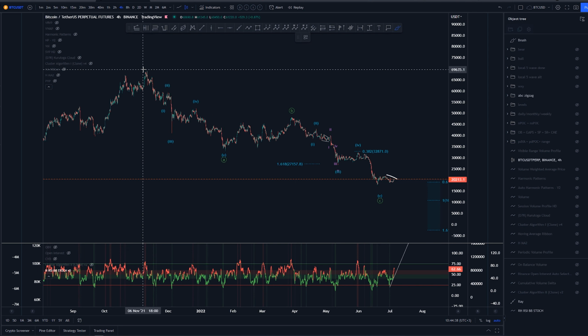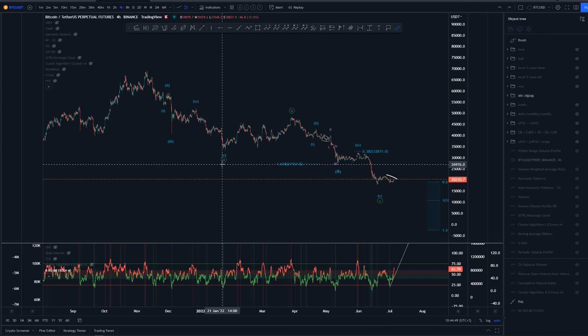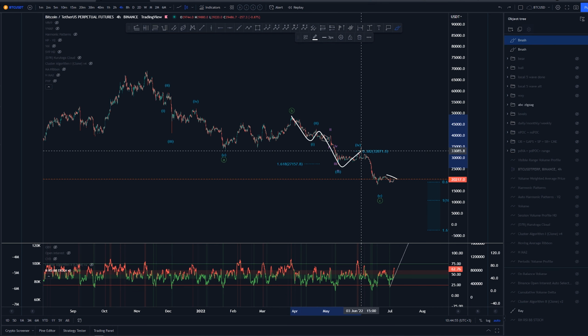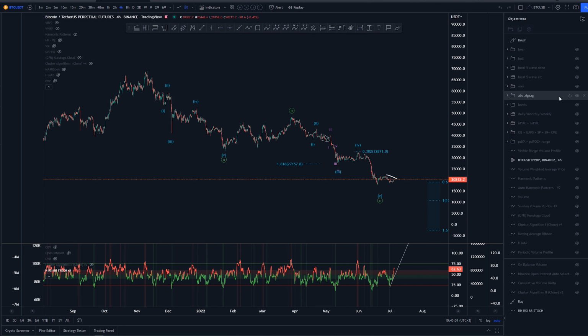As I've explained before, this is not my main count just because of this weird 5-wave structure into the A wave here. That is the only reason why this is not my main. Everything else looks pretty good as it is, even this as 1, 2, 3, 4 and 5, whether it's done here or this is a wave 4 here and then coming down for one more low.